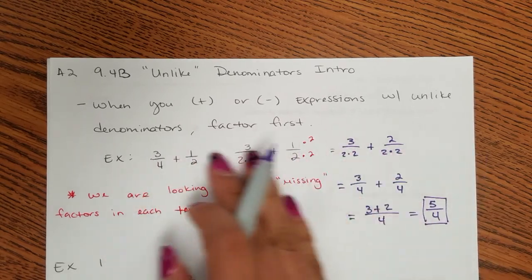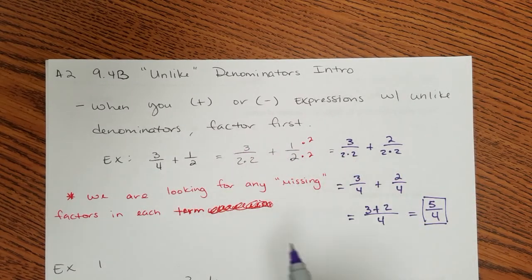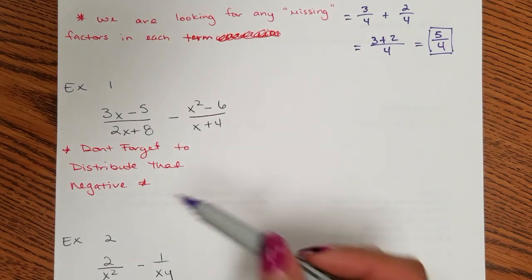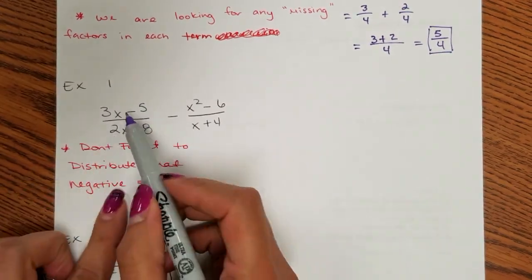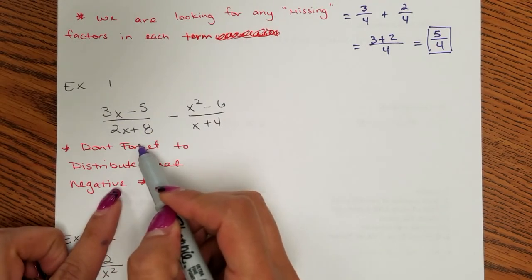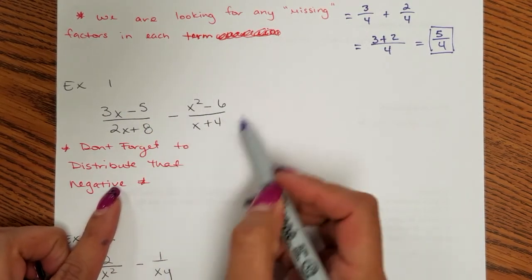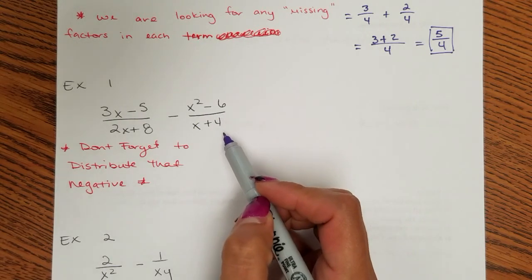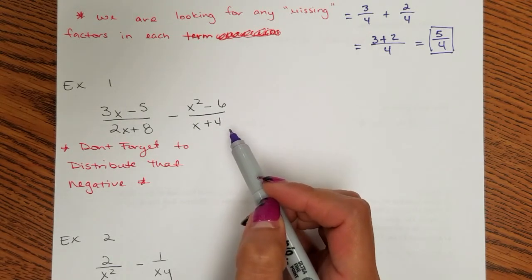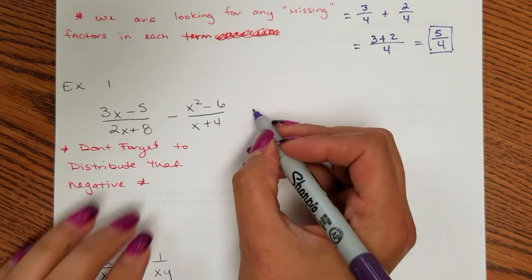Now it is a little confusing when we're just dealing with fractions and I show you how to factor it, but you'll see it a little bit more with the other examples once we start factoring some actual expressions here. So I have 3x minus 5 over 2x plus 8 minus this entire fraction, x squared minus 6 over x plus 4. So I'm going to go ahead and factor it.